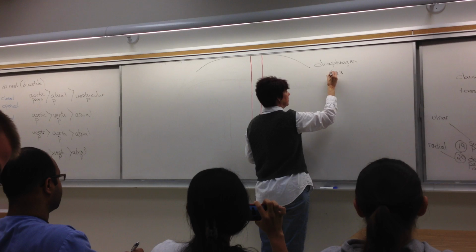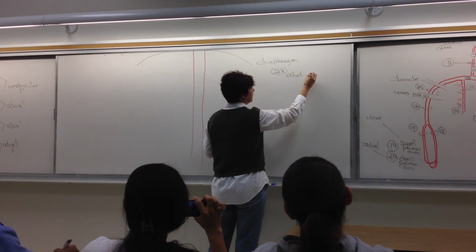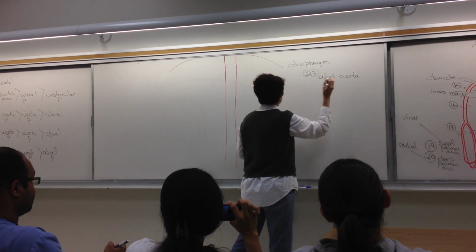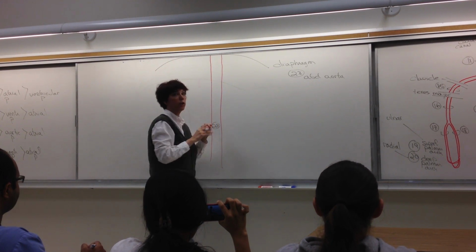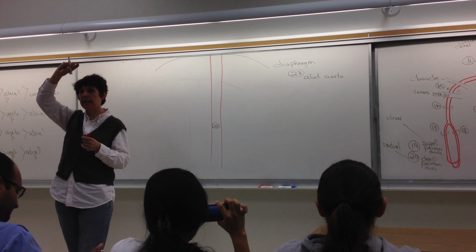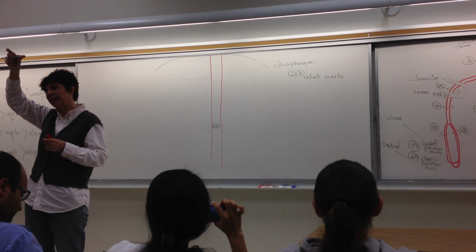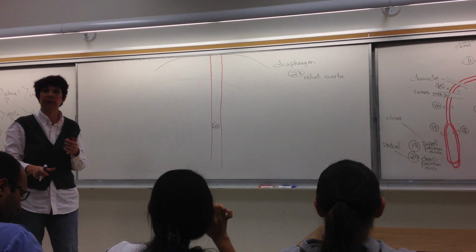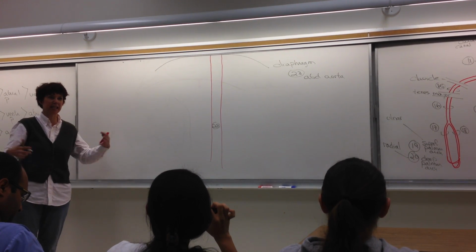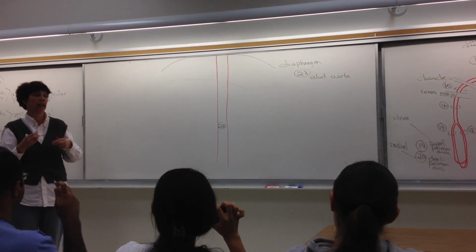So, 23, abdominal aorta. And those are the four parts of the aorta. Ascending aorta, arch of the aorta, thoracic aorta, and then abdominal aorta. Okay? You might see the term descending, but that's combining thoracic and abdominal.